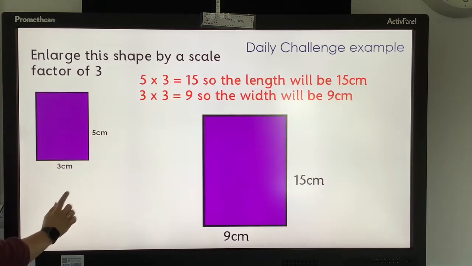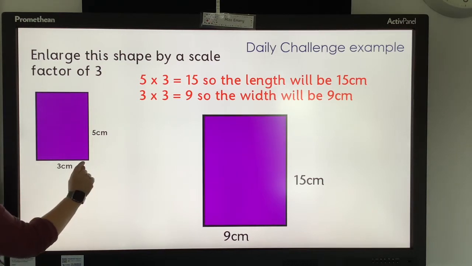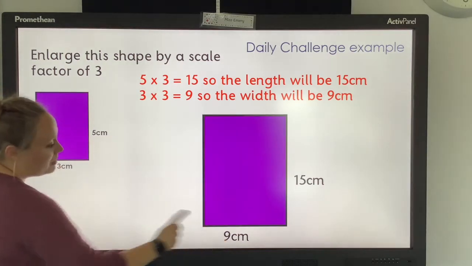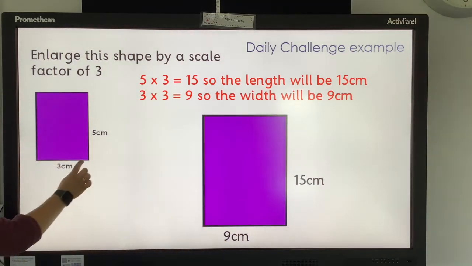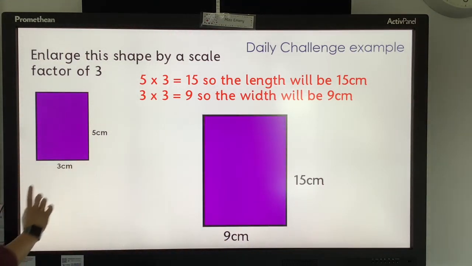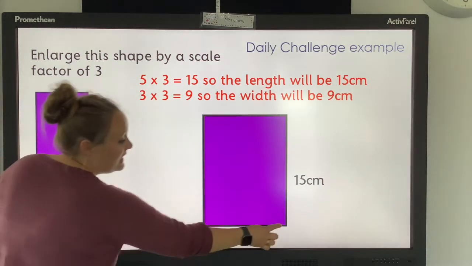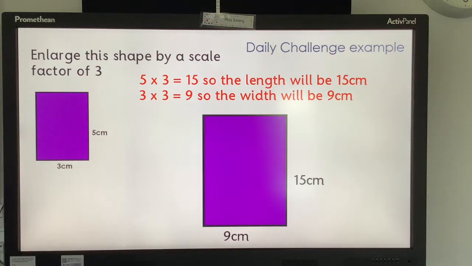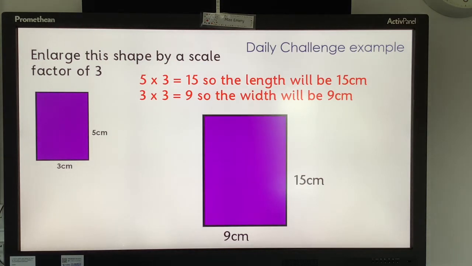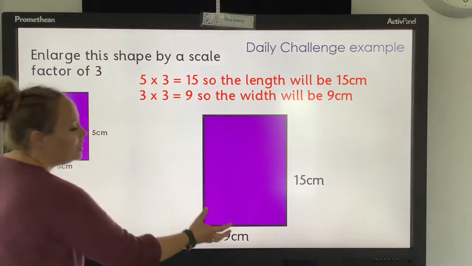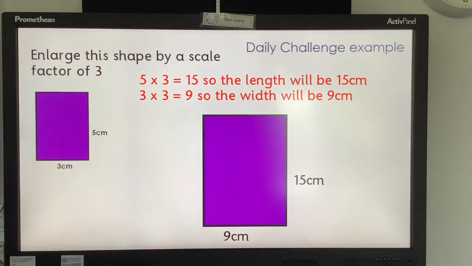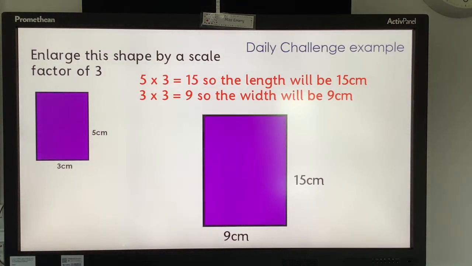So, we need to multiply by 3. It's getting 3 times bigger. Originally it was 3 centimetres, so it becomes 9, because 3 times 3 is 9. Originally it was 5, so in our new enlarged version it needs to be 15, because it is 3 times bigger. So if we're enlarging by a scale factor of 3, we are multiplying our measurements by 3 to create our new enlarged version, which is completely in proportion to the old one, just scaled bigger.